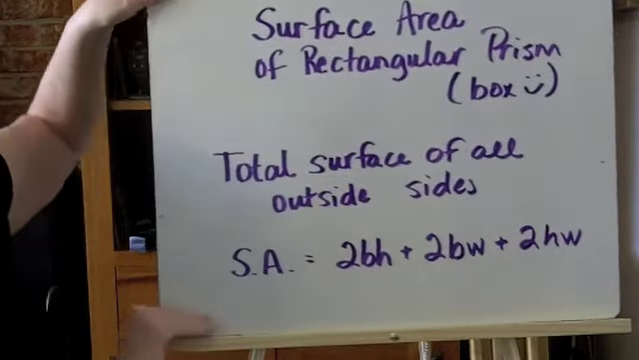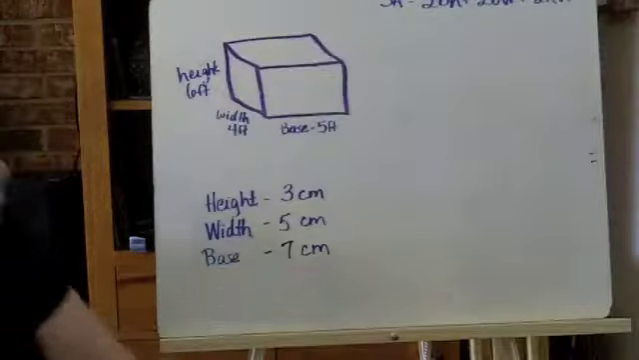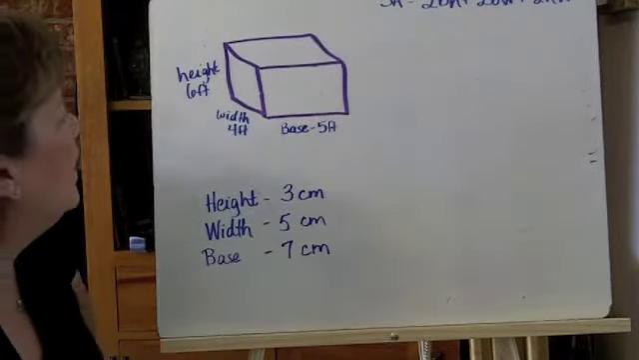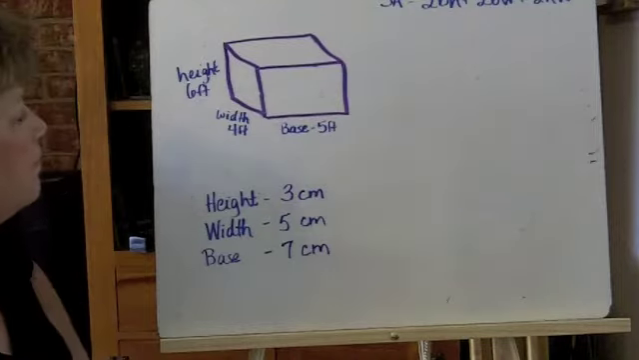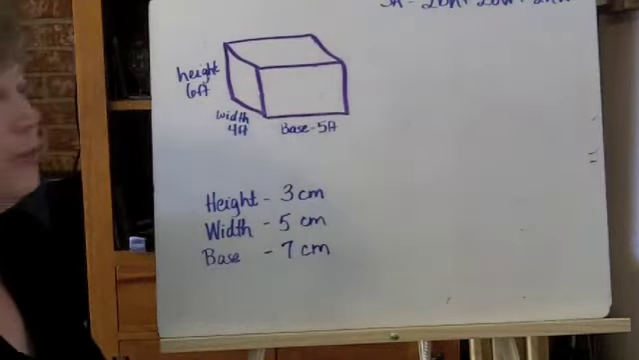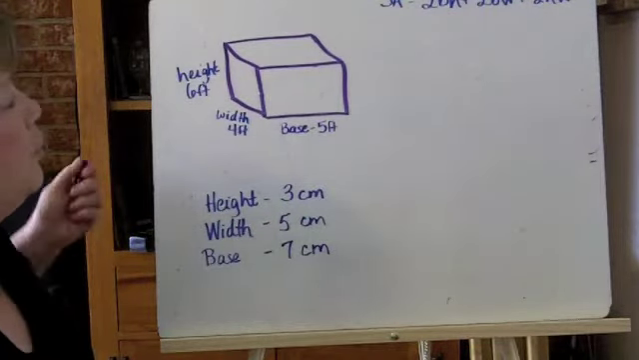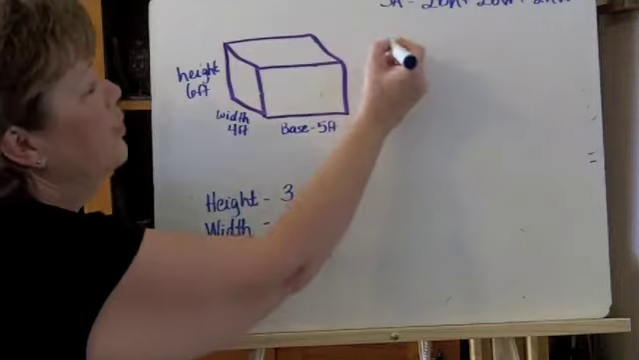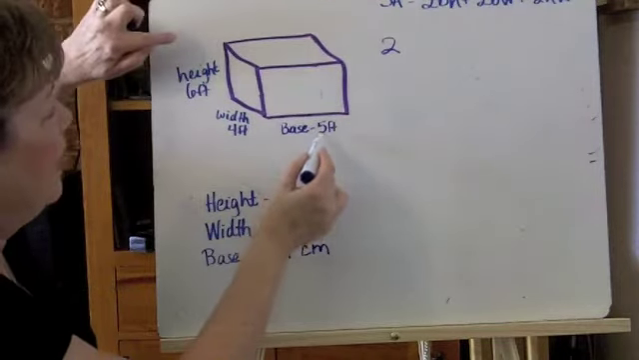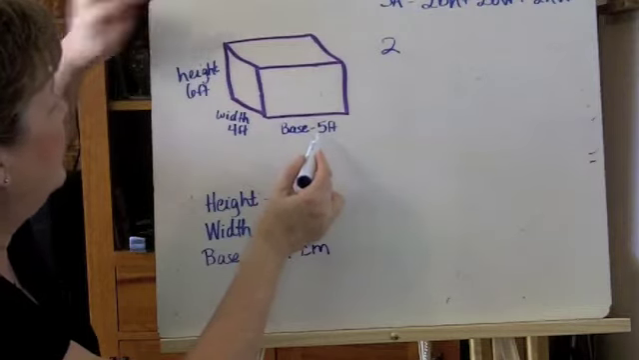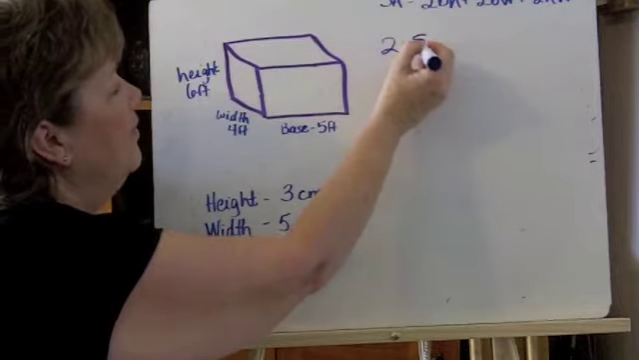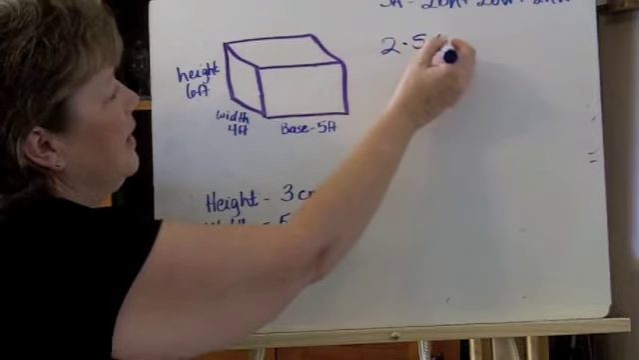So an example of that would look like this. Here is my box, and I've written up here again a reminder of what we need to do. So I'm going to say 2 times the base and the height. The base is 5 feet, the height is 6 feet. So 2 times 5 times 6.